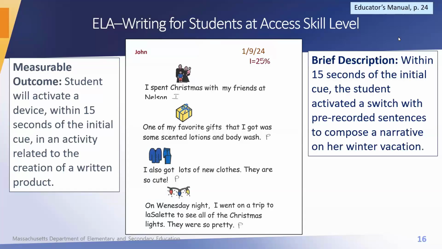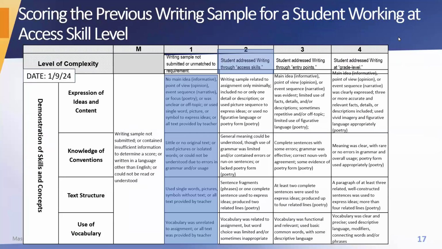And again, Educator's Manual, page 24. We'll go over this again in a little while, but if you choose access skills for your students, because that's what they're working on, you will automatically have all ones because you are providing the text. There's no original text. It's all provided by the teacher, not the student.